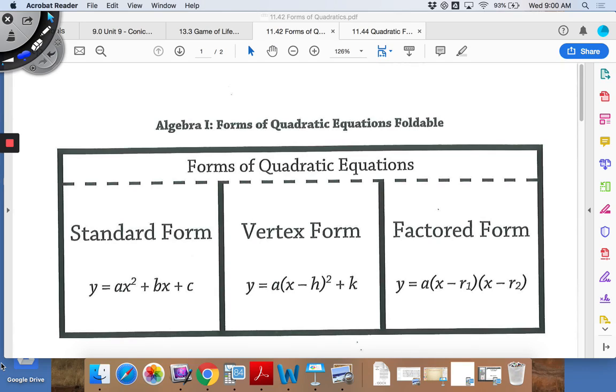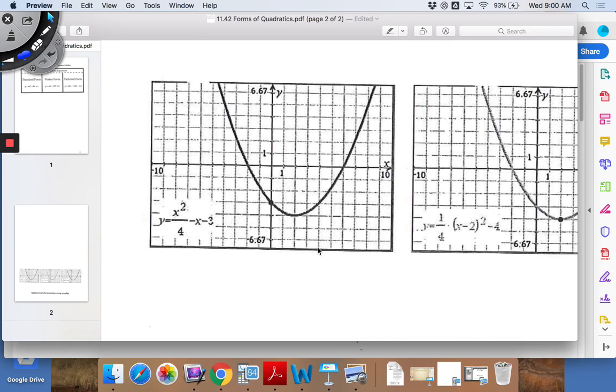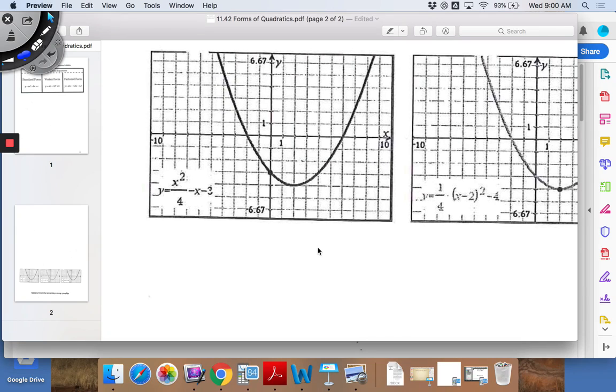Okay, so today we're going to look at the three forms of quadratic equations. One thing that we're going to note is standard form and vertex form are on our formula chart. Factored form is not so much. So when you open up the tab, I know that it got a little bit cut off, but it's okay.